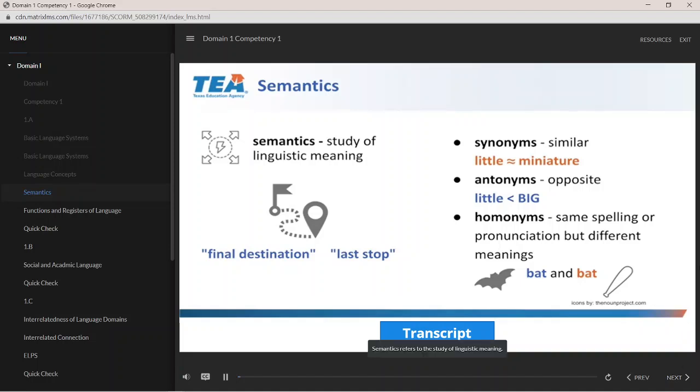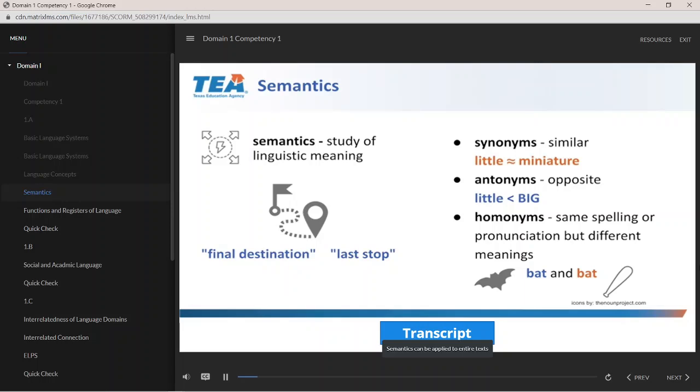Semantics refers to the study of linguistic meaning, including synonyms, antonyms, and homonyms. Synonyms are words that are similar in meaning, as little and miniature are synonyms. Antonyms are words that are opposite in meaning, just as little is the opposite of big. Homonyms are words with the same spelling or pronunciation, but different meanings and origins, as in bat, like the animal, and the bat used in baseball.